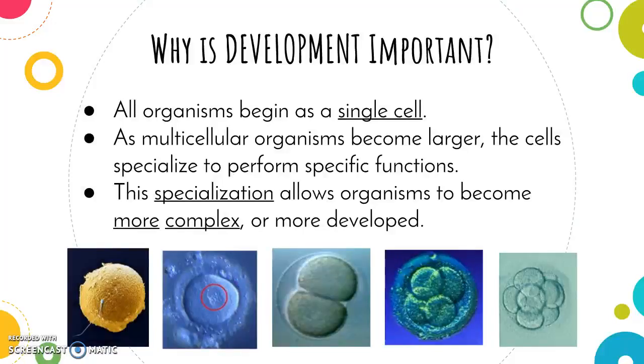In order to develop, they need to be able to specialize. So all organisms, single-celled or multicell, start as a single cell. But as a multicellular organism becomes bigger, those cells start to specialize and get specific jobs. When those cells specialize and get specific jobs, they're able to become more complex. They're able to have skin cells and bone cells and muscle cells and brain cells and nerve cells. And that's where dividing to allow the organism to develop is important.